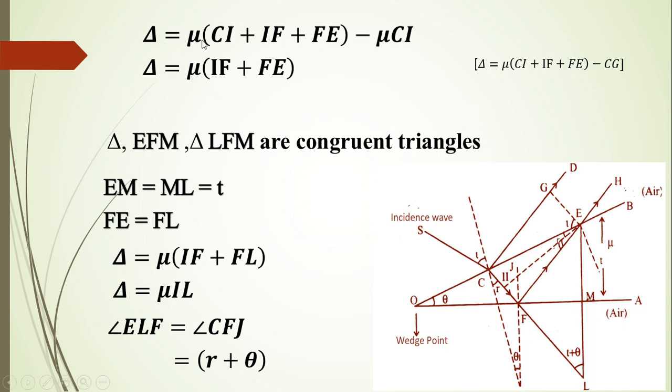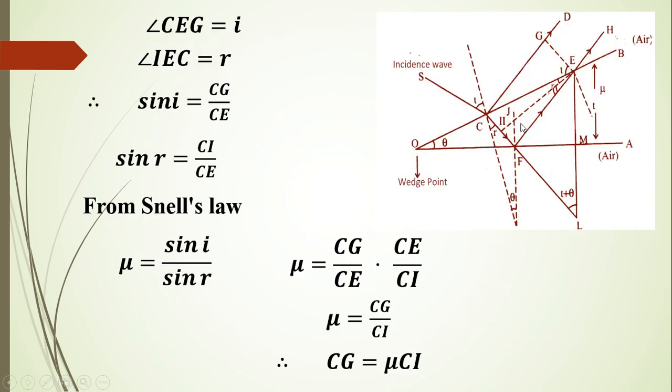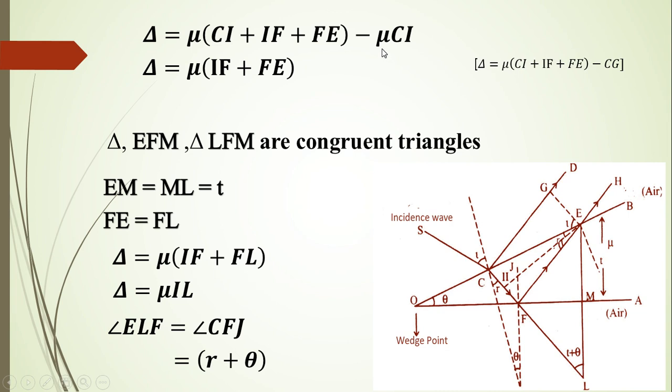Delta is equal to mu CI plus IF plus FE, where CG is replaced by mu CI. Now multiplying by mu, we get mu CI plus mu IF plus mu FE minus mu CI. Mu CI cancels out. So we obtain delta is equal to mu times (IF plus FE).